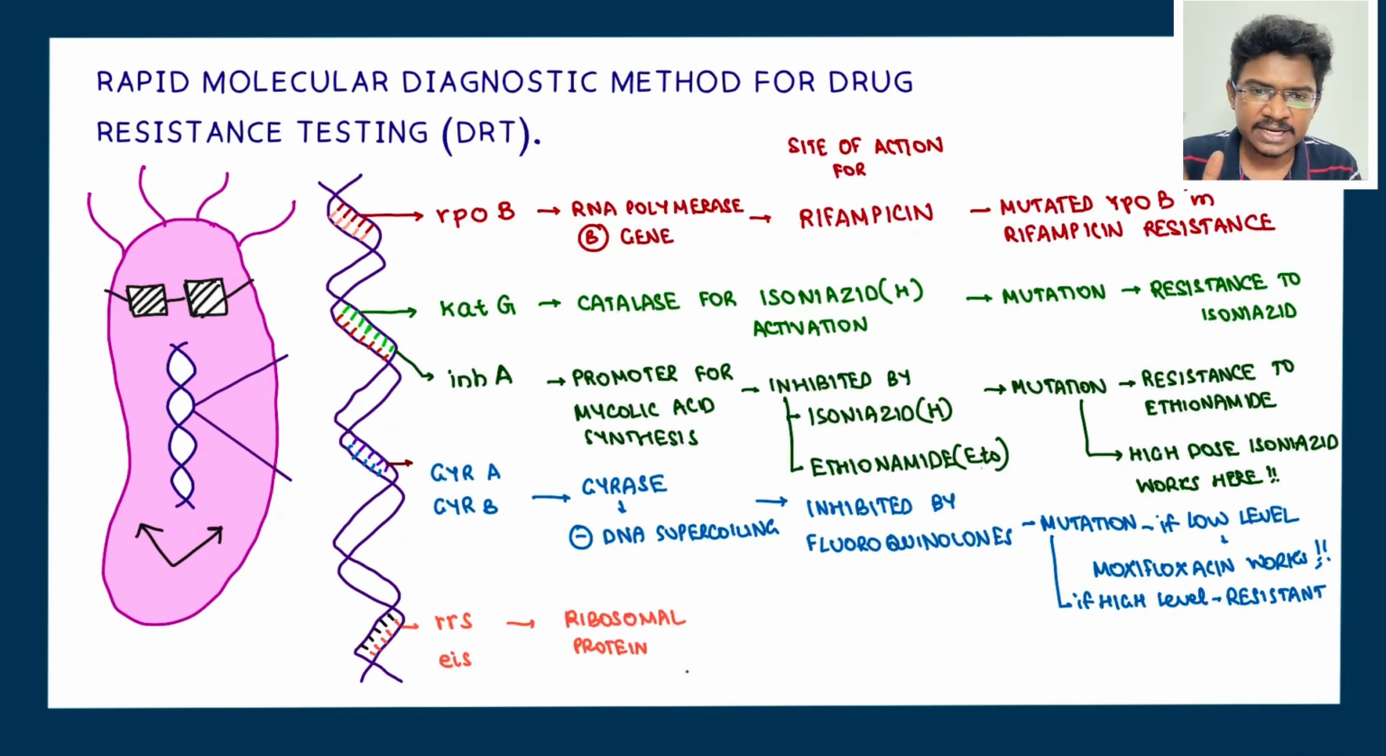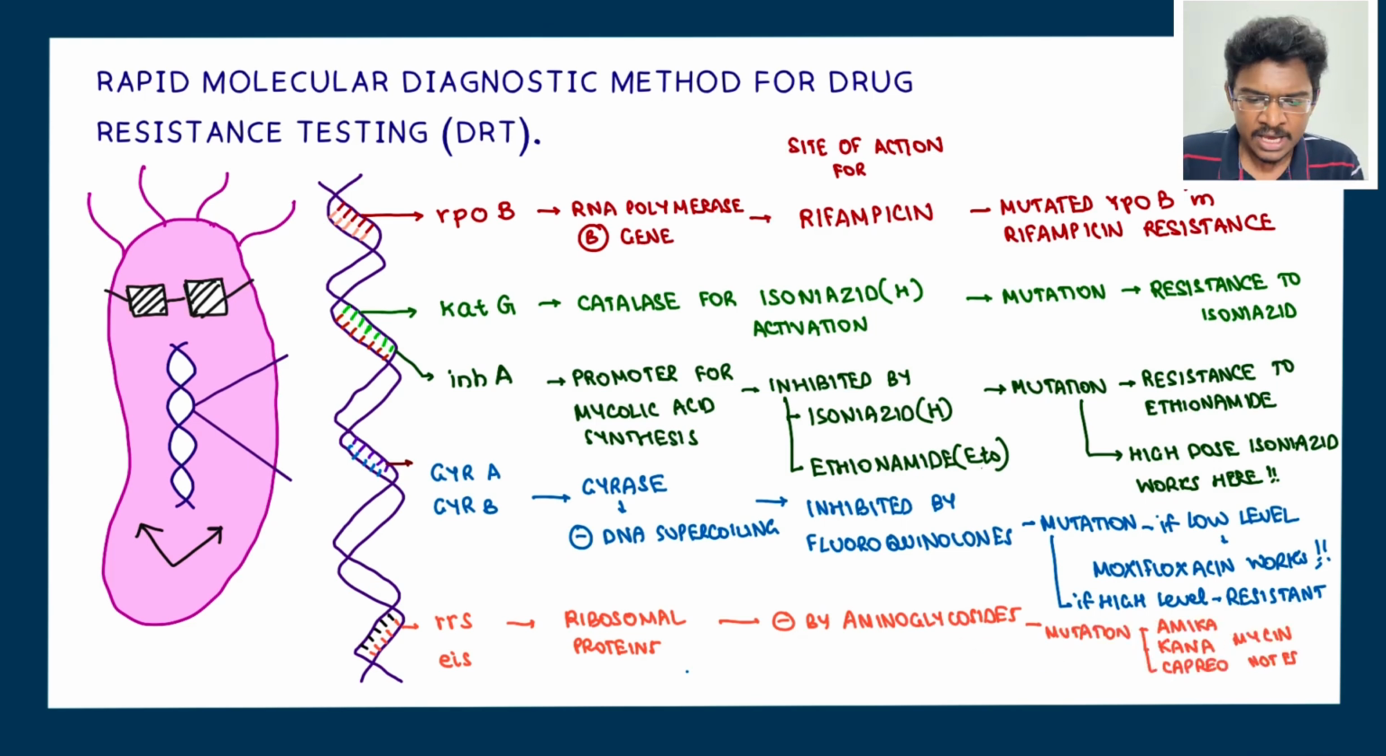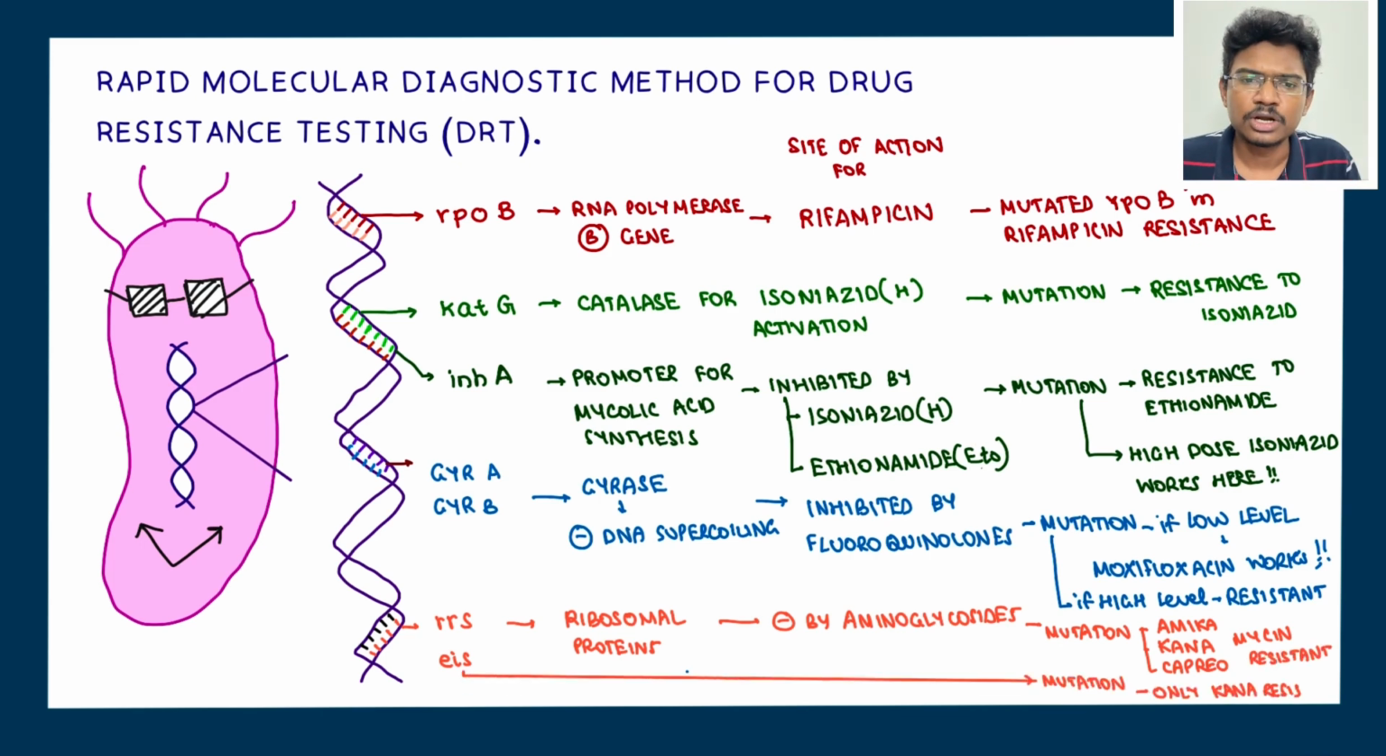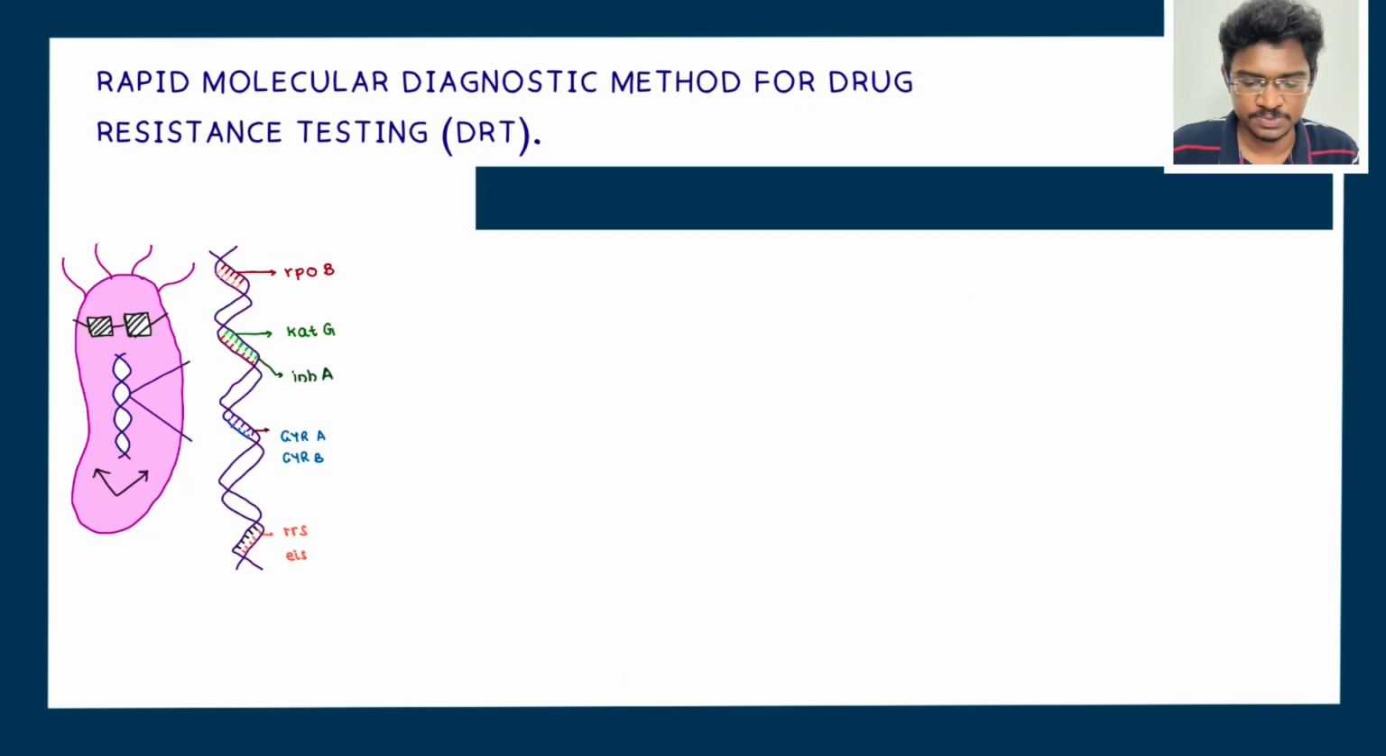Next is your rrs gene and eis gene, which are ribosomal targets inhibited by your aminoglycosides. You should know one important thing here. If this rrs gene is mutated, no aminoglycoside can work. It is amikacin, kanamycin or capreomycin, all are resistant. Whereas if your eis is mutated, then it is resistant only to kanamycin. So this is the list of genes they have developed till now as our testing program to diagnose this resistance.